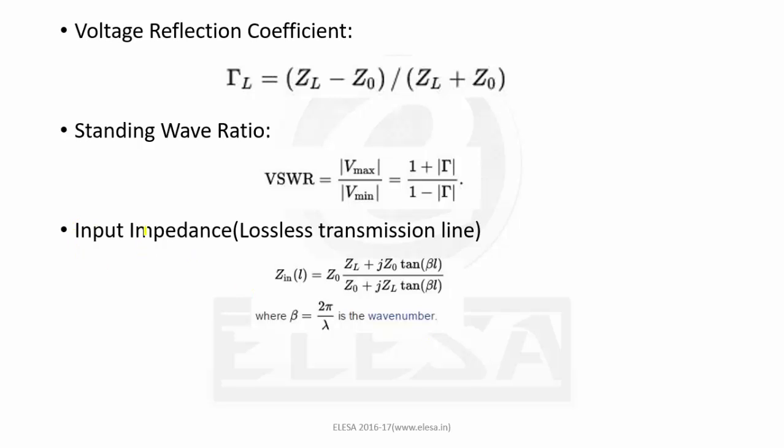Input impedance is the next parameter. For a lossless transmission line, Zin of L is equal to Z0 into ZL plus j Z0 tan beta L divided by Z0 plus j ZL tan beta L, where beta is equal to 2 pi by lambda, the wave number.